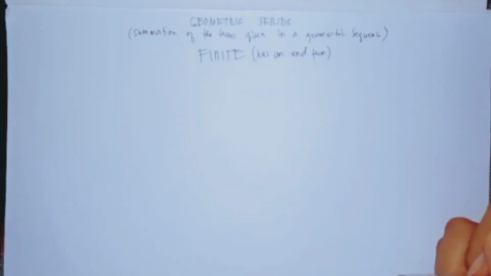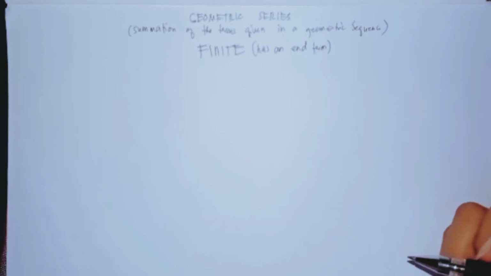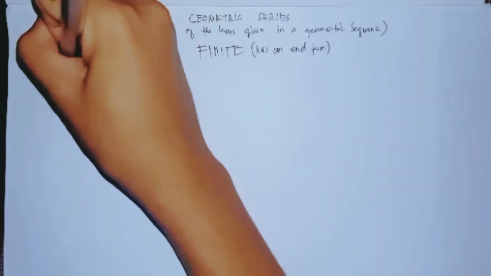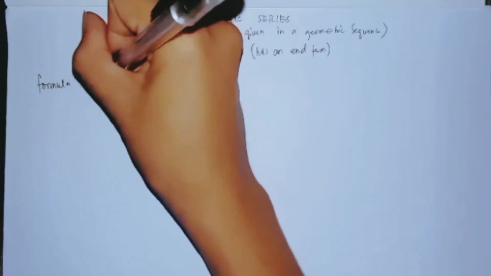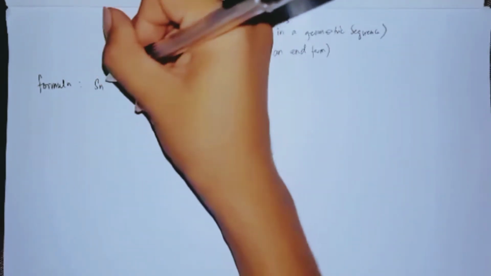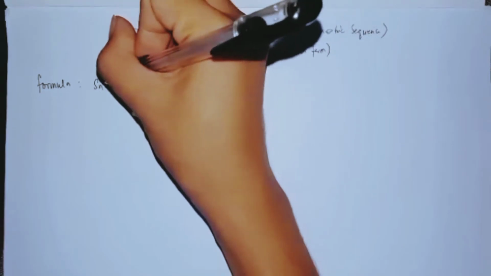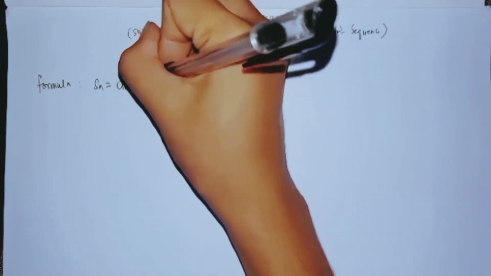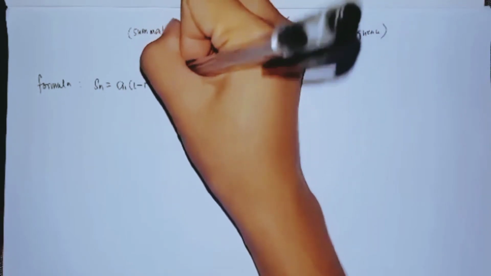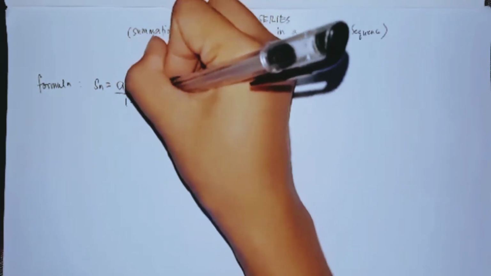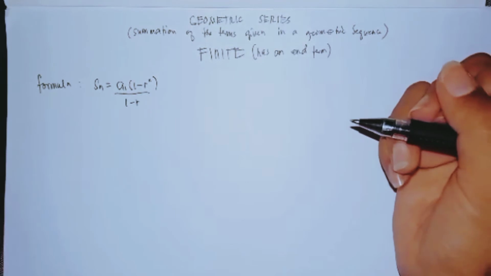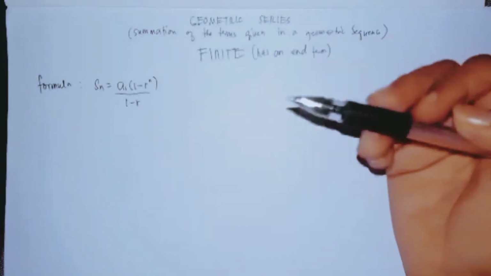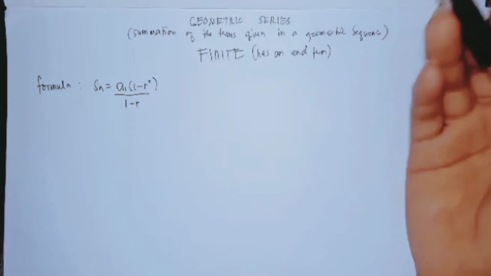So, kapag sa geometric series, finite, meron tayong formula na ito, denoted by Sn or summation of n, which is equal to A1 multiplied by 1 minus r raised to n all over 1 minus r. Ayan. So, sino tong mga to? Sino si Sn? Sino si A1? Sino si r? Sino si n?